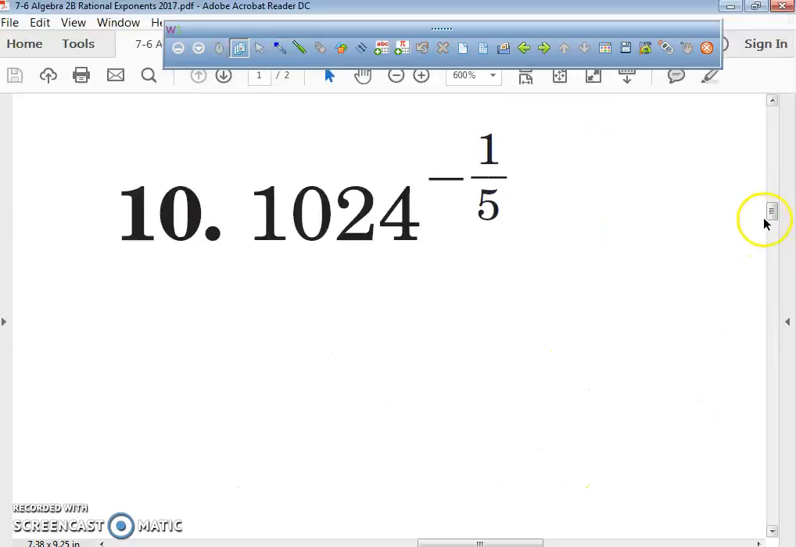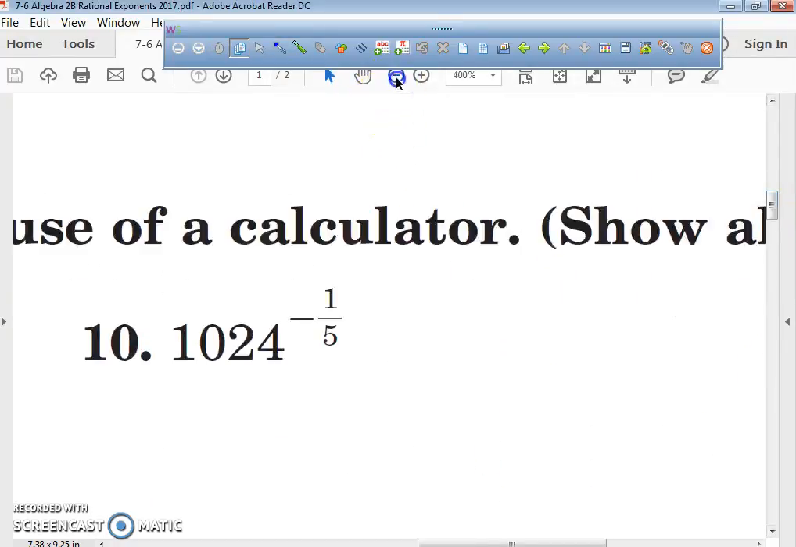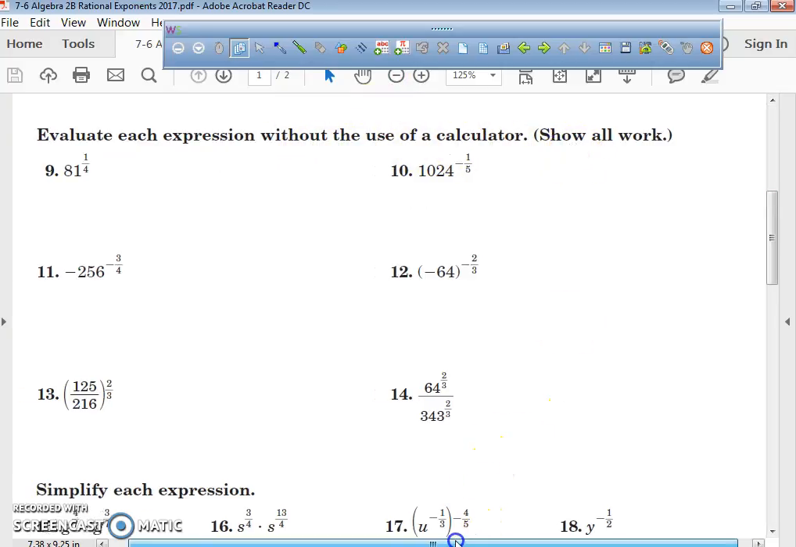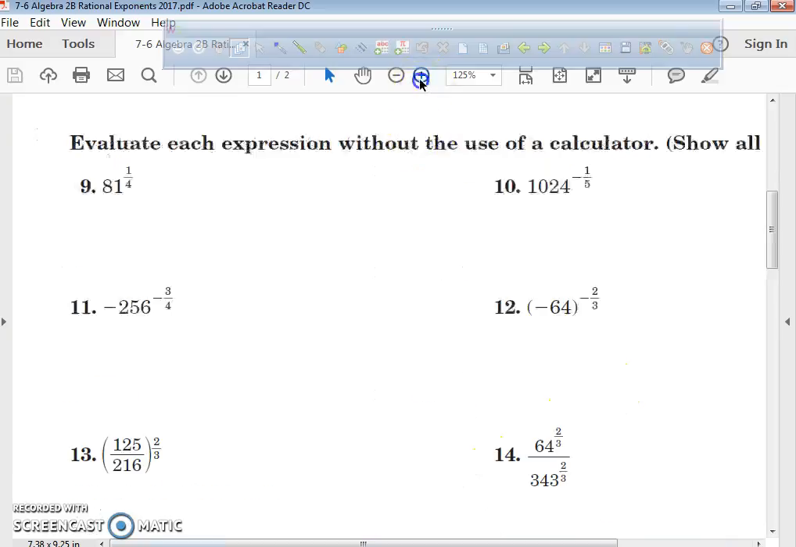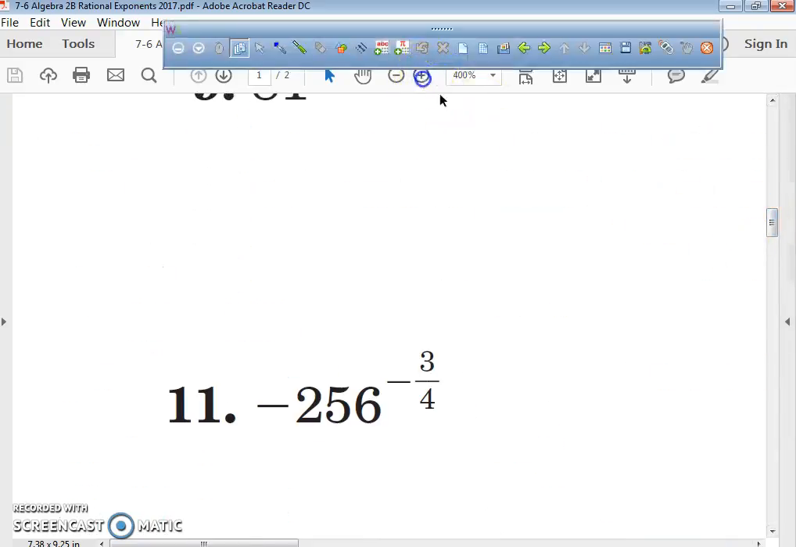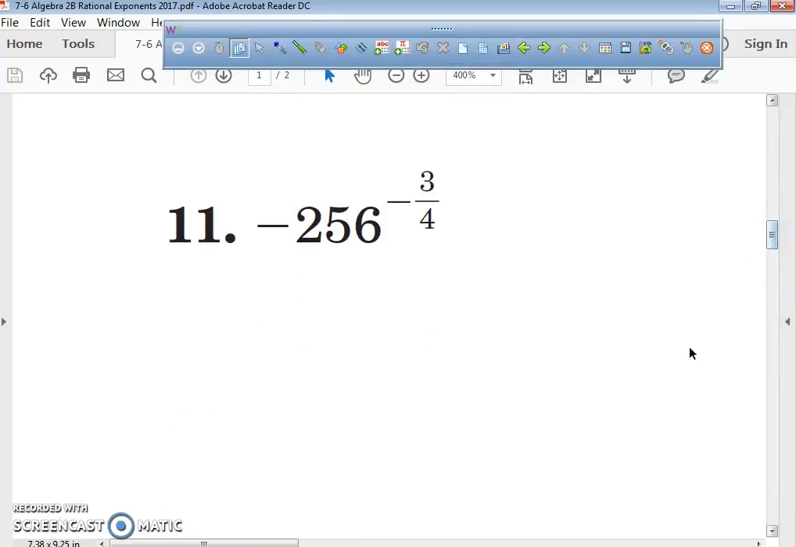The reason we're doing this right now is because we are trying to do all of these without the use of a calculator. We're showing all of our work. So yes, you could technically type certain things in the calculator and press enter and you get the answer. But we're doing this without a calculator because there are questions that you're expected to do without a calculator.